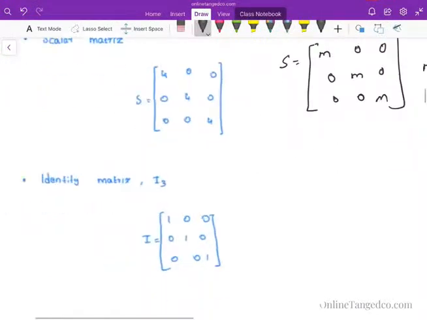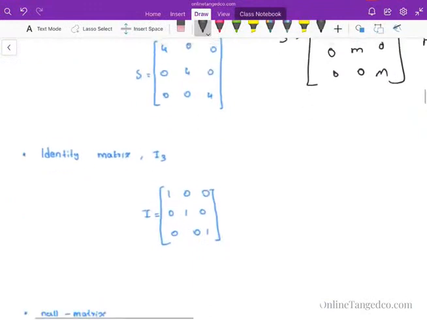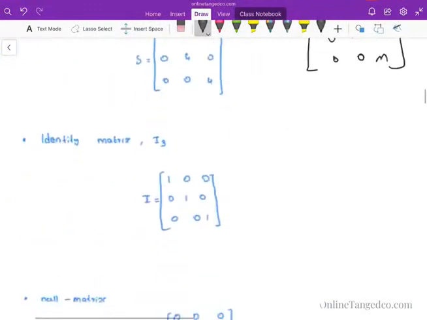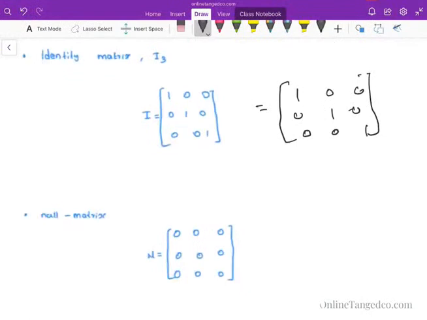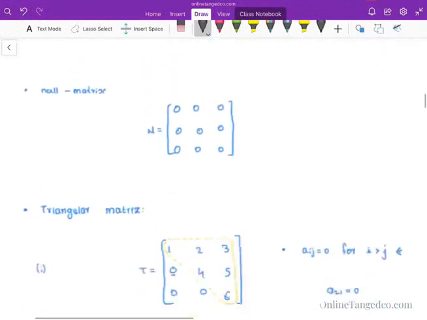Then the identity matrix. The identity matrix means it doesn't play any role. In a later part we'll be talking about linear transformations and everything. The identity matrix is where the diagonal components are only one. So this is called the identity matrix. Then the null matrix. A null matrix means the entire set of components is zero. That is called a null matrix.